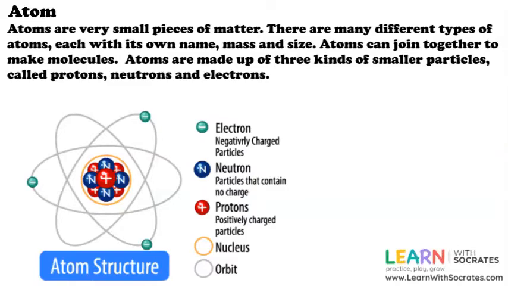Atom. Atoms are very small pieces of matter. There are many different types of atoms, each with its own name, mass, and size. Atoms can join together to make molecules. Atoms are made up of three kinds of smaller particles called protons, neutrons, and electrons.